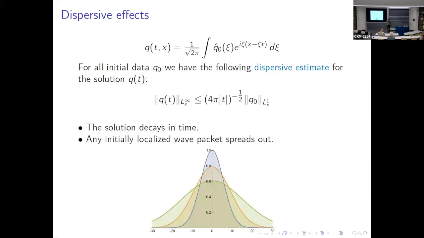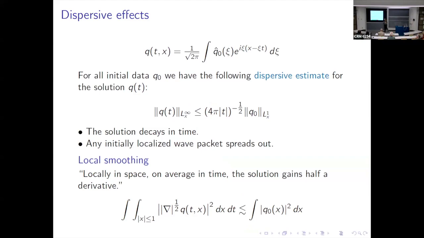Why? It tells me, first of all, that the solution has a decay in time, right? I have t to a negative power. I need to have decay. Also, it shows me that even initially localized wave packets will have to spread out, because since I'm pushing my L infinity norm to go down, if my amplitude has to go down, but I have to maintain the same L2 norm, I am forced to spread out in space.